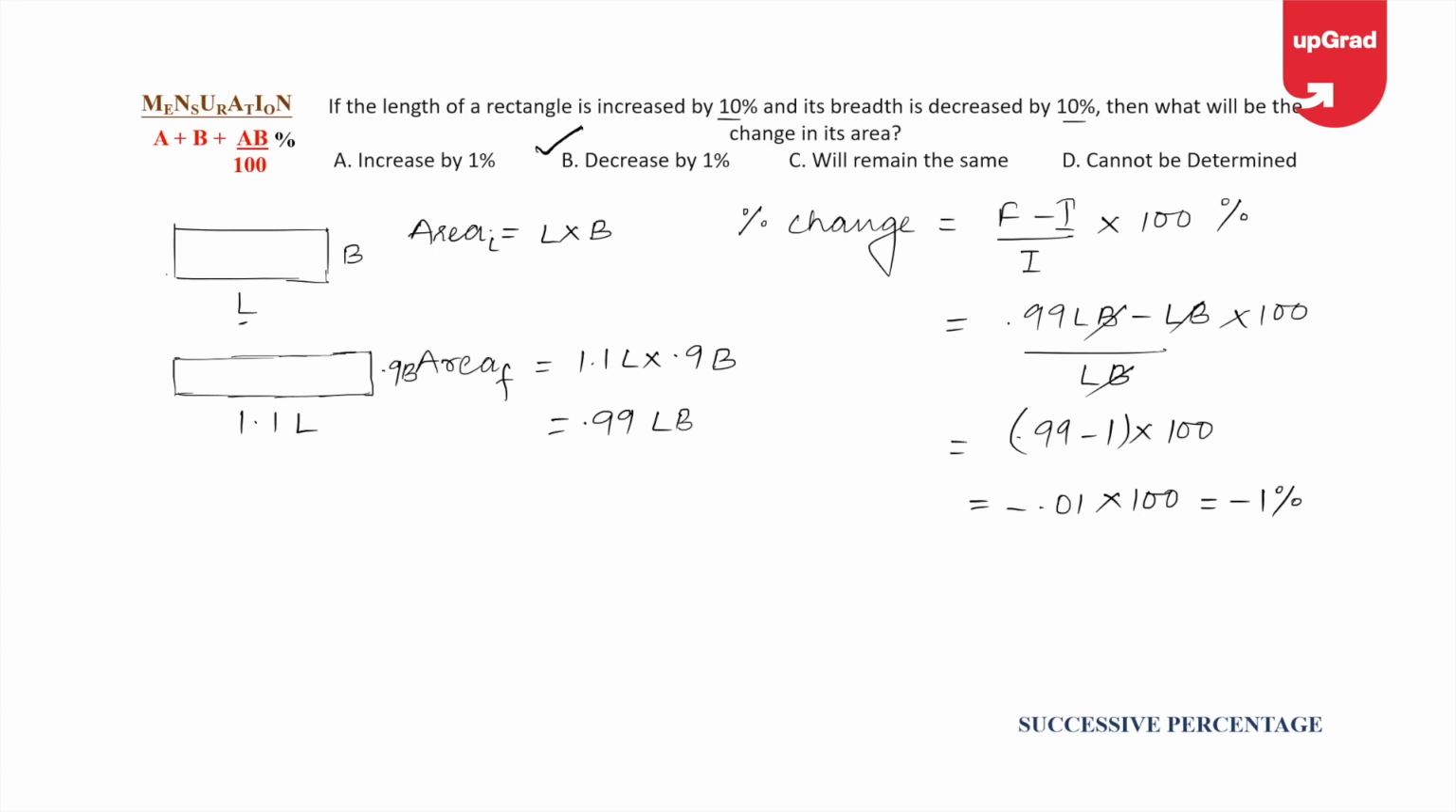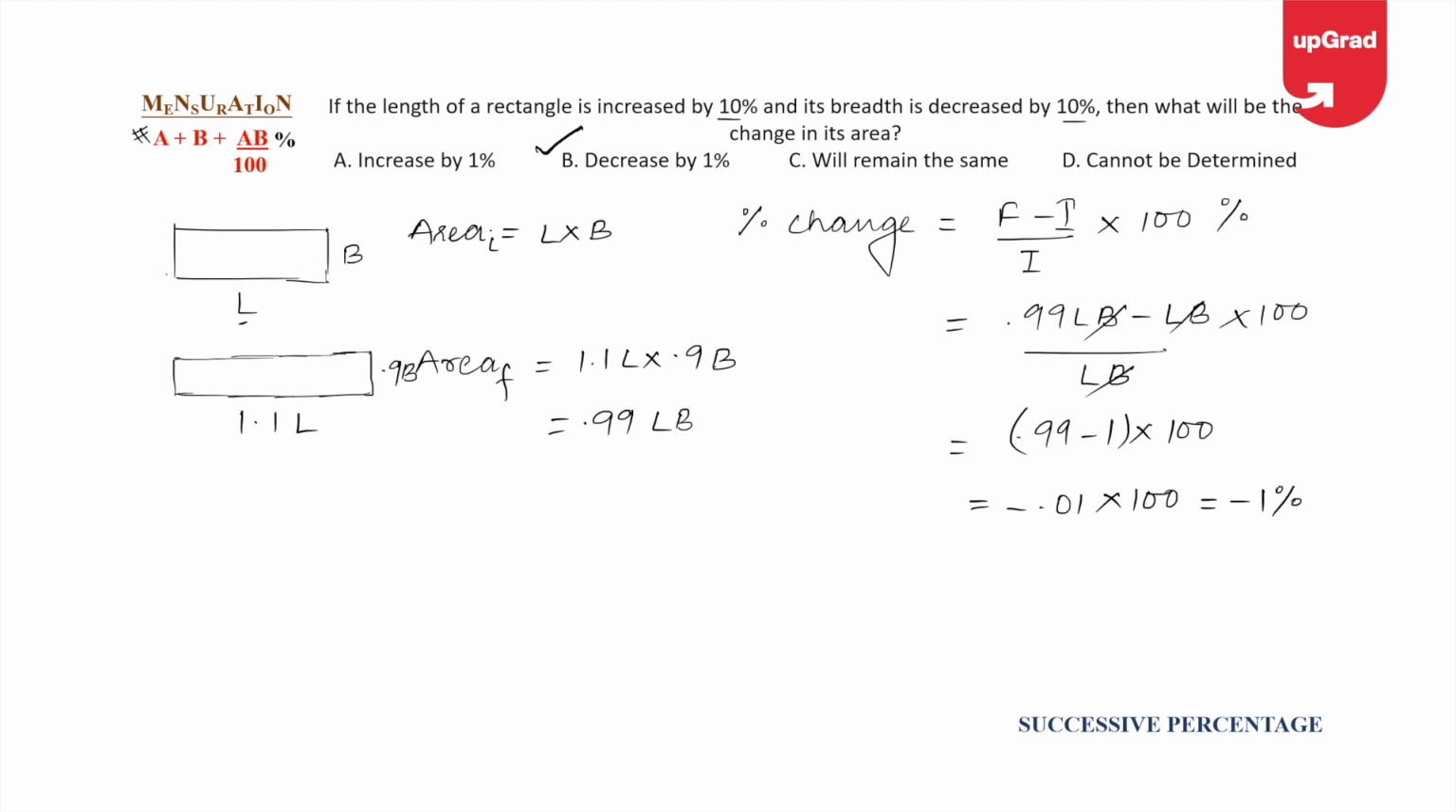But you know how much time we actually spent on a question which was supposed to be done without pen and paper? That makes it irrelevant, actually. That makes my life difficult in a competitive exam. So then, what do we do? Obviously, we will use the concept of successive percentage.